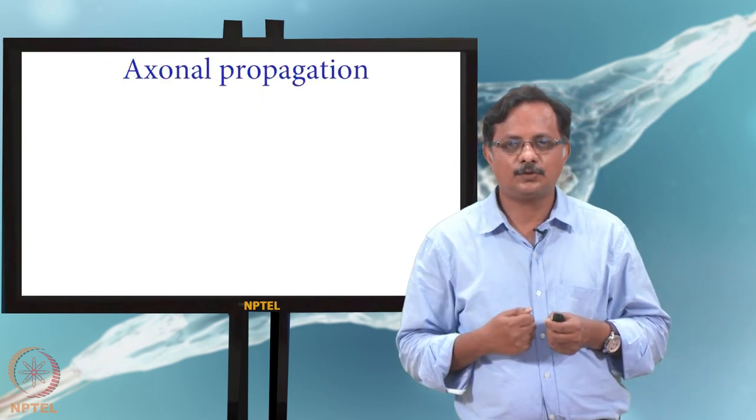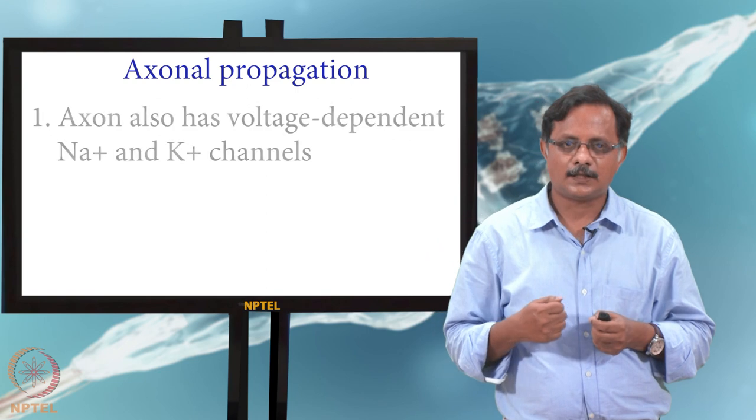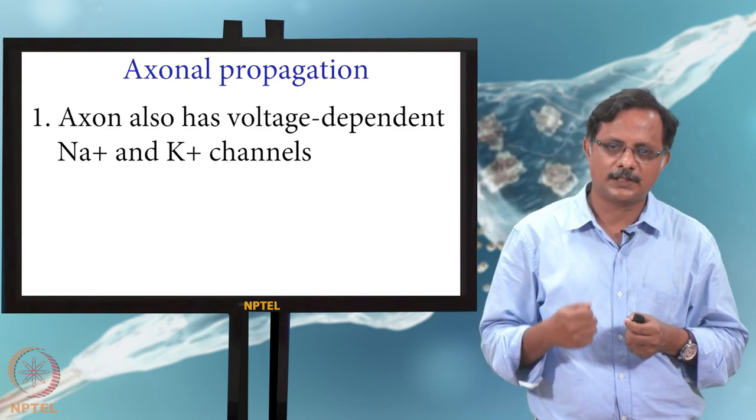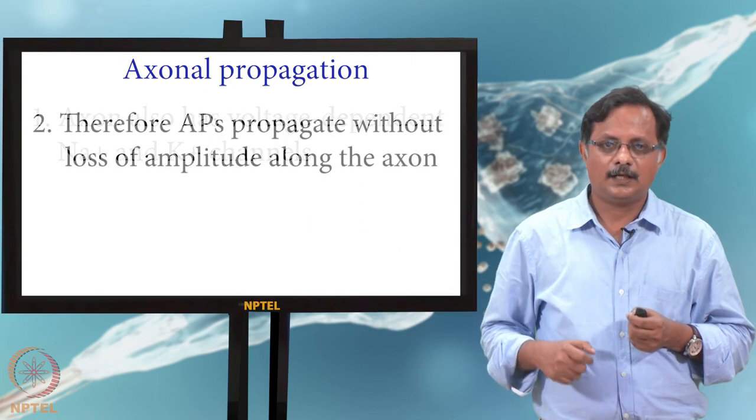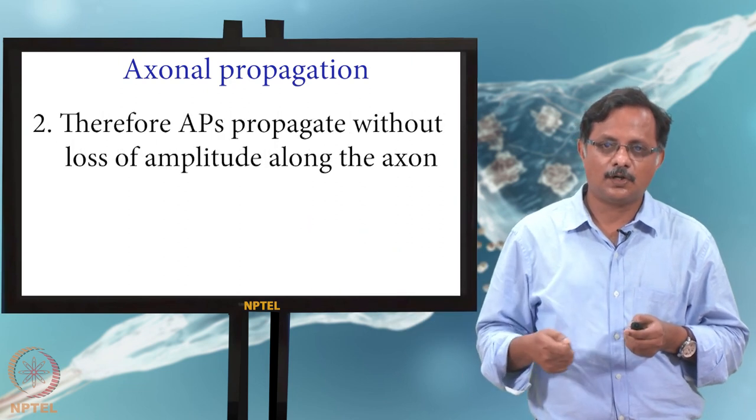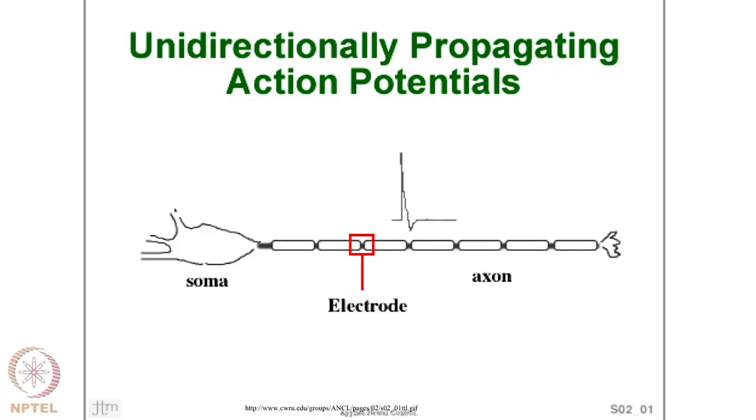Now, let us go to axonal propagation. Axons also have voltage dependent sodium potassium channels all along the length of the axons. Therefore, action potentials propagate without loss of amplitude along the axon. We have seen this animation in the previous segment. The action potential propagates along the axon. It does not lose amplitude, the amplitude is intact and its width also does not increase. The shape of the action potential remains intact as it propagates down the axon.